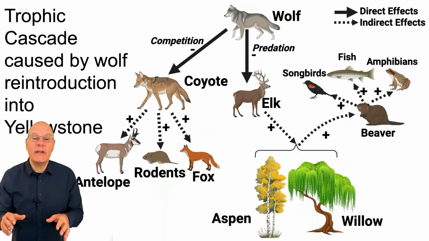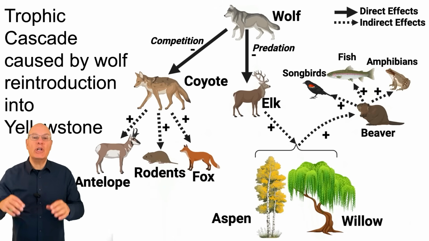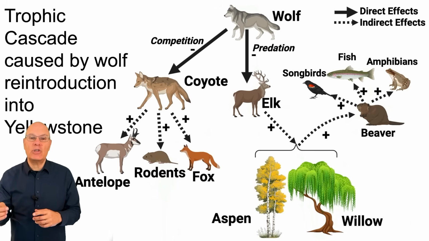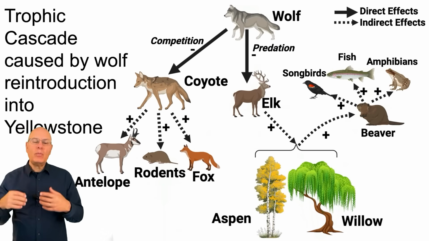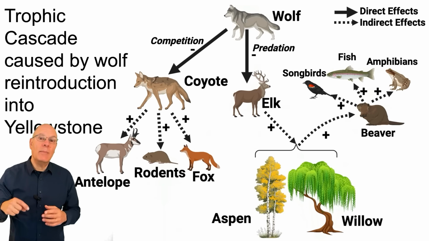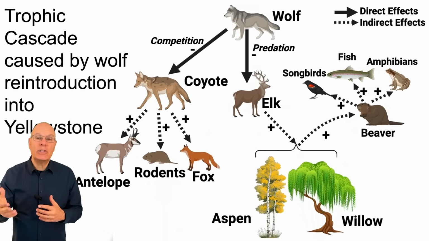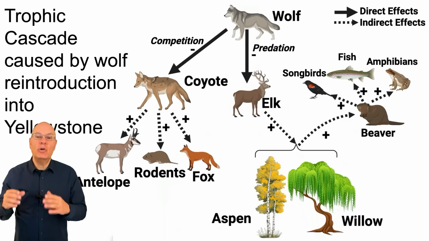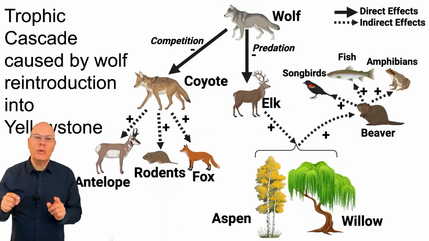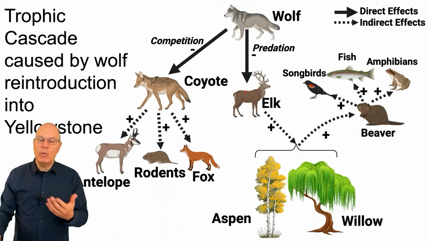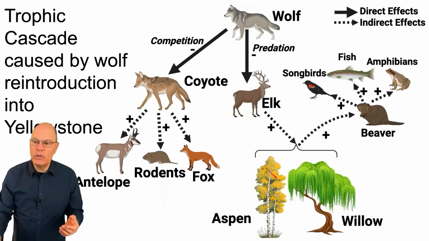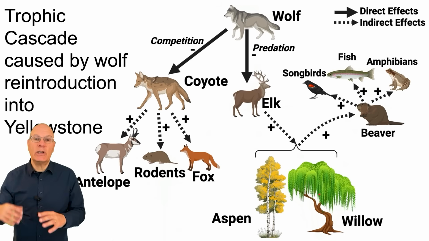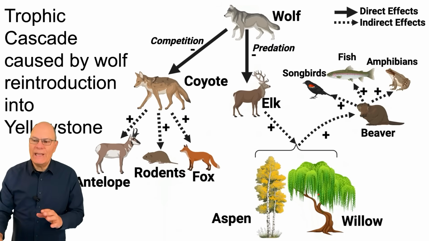Another example of a trophic cascade relates to the reintroduction of wolves into Yellowstone National Park. That reintroduction happened in the 1990s. Previous to that, wolves had become locally extinct in the Yellowstone ecosystem, mostly due to overhunting. When wolves were reintroduced, they started to prey upon elk. The elk, in the wolves' absence, had reduced the numbers of aspen and willows, particularly along riverbanks. So the aspen and willows were able to regrow.